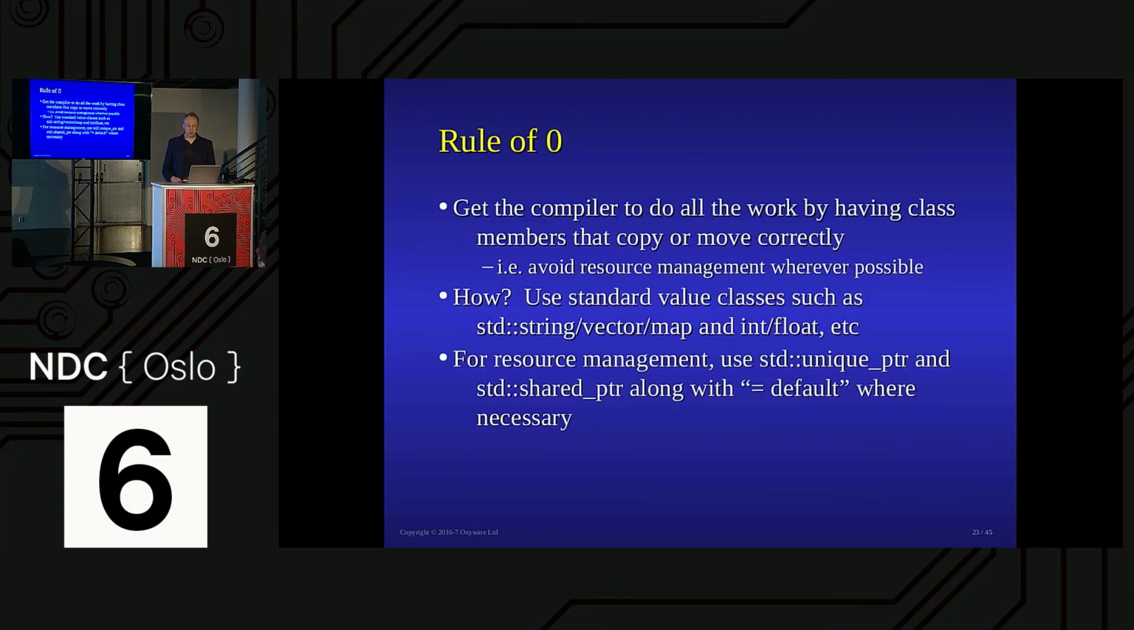Which leads us also on to the subject of resource management. Very briefly, you may well have come across the rule of 3, which says if I have any of the copy constructor, the copy assignment, or the destructor in my class, I need all 3 in order to make it work correctly. In C++11, we added move constructor and move assignment. This became the rule of 5. This became really boring, and it meant that you had to do a lot of stuff. And actually now, the rule of 0 is the way to go.